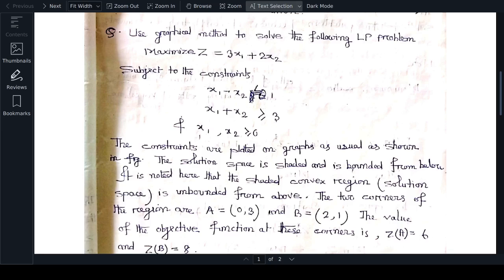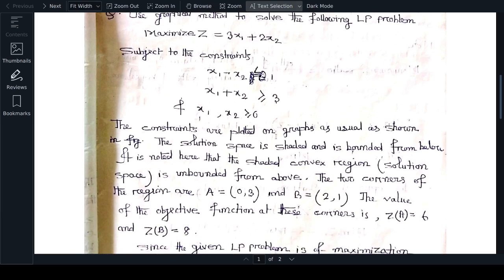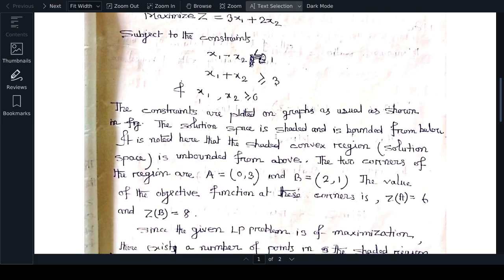So x1 minus x2 less than or equal to 1. First you make it into equality, means x1 minus x2 equal to 1. Then from here you find the coordinates. You will get 2 points. First you consider x2 equal to 0, then x1 equal to 1. Means 1 and 0 is one coordinate. Next you put x1 equal to 0, then x2 equal to minus 1. Means you will get 0 and minus 1.